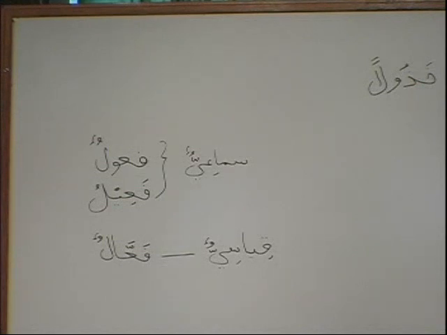But the pattern fa'alun is qiyasi. It's on a particular pattern. We can make any verb into this intensive form. Okay, brothers and sisters? So here we have, for example, what do we have, brothers and sisters? Ghafara, ghafirun, ghaffar. Wahaba, wahibun, wahhab. Razaka, razikun, razzaq. Are you with me, brothers and sisters?